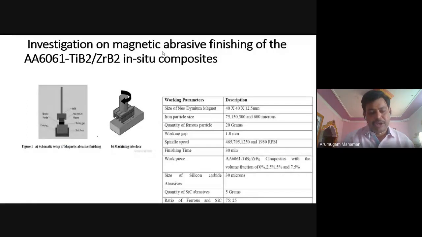This is one of my MTech students, who did abrasive finishing machining. This experimental setup we developed in our PT laboratory. Here we are using silicon carbide abrasive. Apart from the iron pieces, we added 30 micron silicon carbide powder. Here we selected composites of 0, 2.5, 5, 7.5. Here we are using a spindle speed of this, and the SiC abrasive quantity is 5 grams. The ratio of ferrous and SiC powder is 75-25% that we used. Okay, so this is abrasive flow machining.